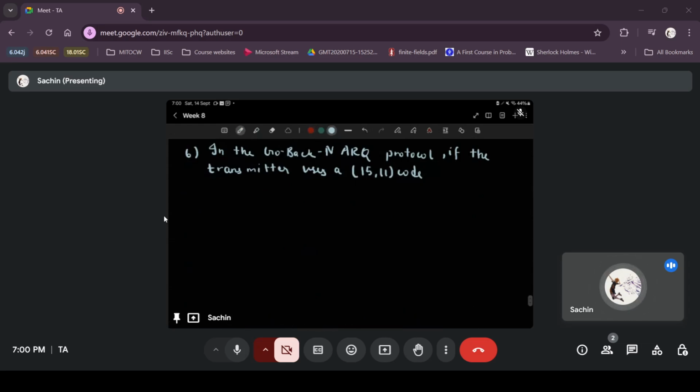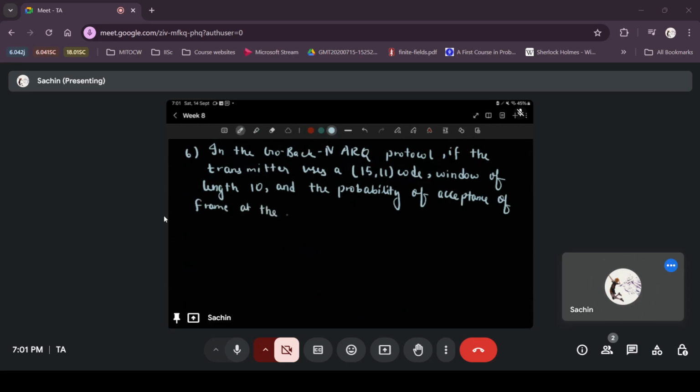Back to question 6. A 15,11 code, window of length 10, and the probability of acceptance of a frame at the receiver is 0.03. The efficiency of the protocol is what?